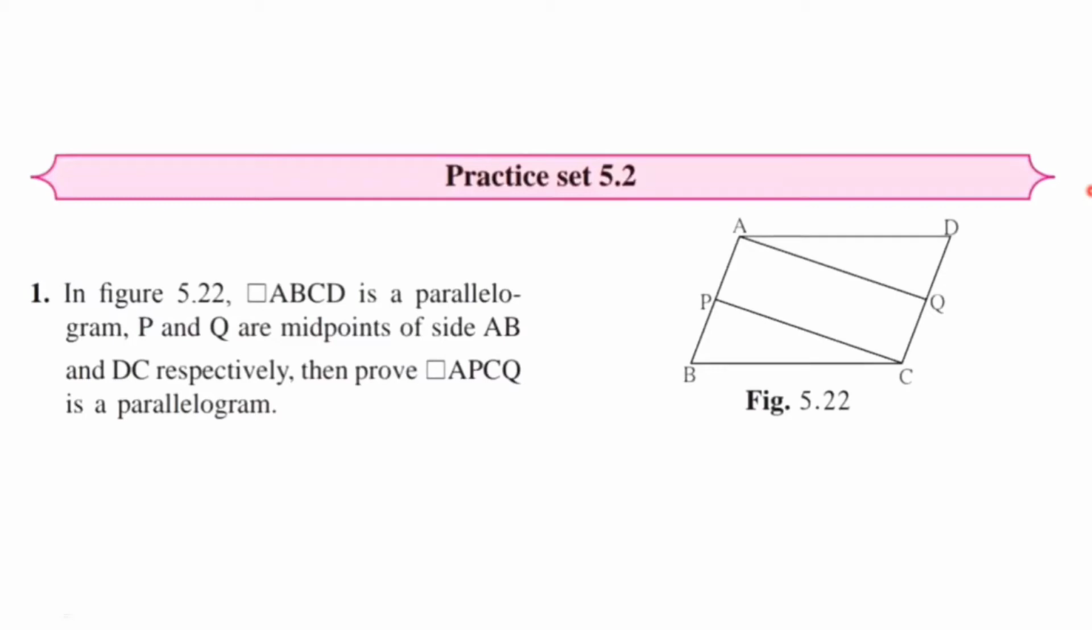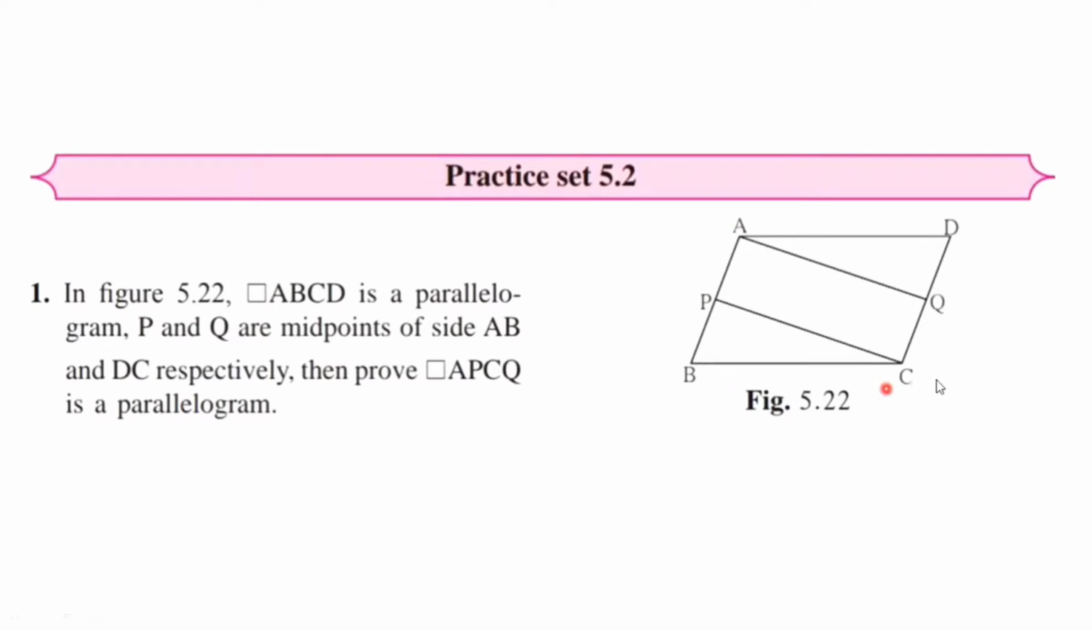Hello students, let us solve some examples from practice set 5.2 of topic quadrilateral from standard 9th maths part 2. The first question is, in the figure quadrilateral ABCD is a parallelogram. Points P and Q are midpoints of side AB and DC respectively. Then prove that APCQ is a parallelogram.